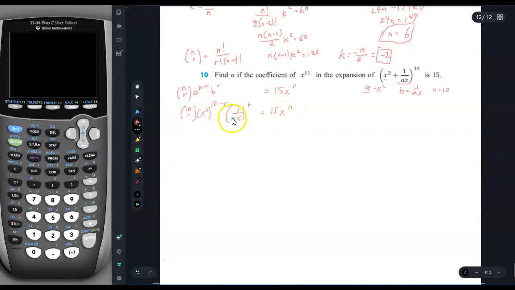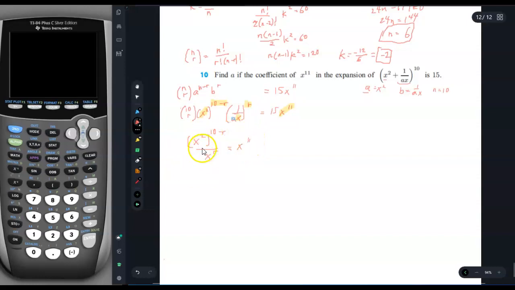All right. So what we're going to do first is try to figure out what the r value is by only looking at the variable part. So we're only going to look at this part. We're going to ignore the 15. We're going to ignore Pascal's triangle coefficient because that's just a number. We're going to ignore the a because that's just a number. Okay, so let's do that. X squared to the 10 minus r divided by x to the r, right? The top is just 1, equals x to the 11th.